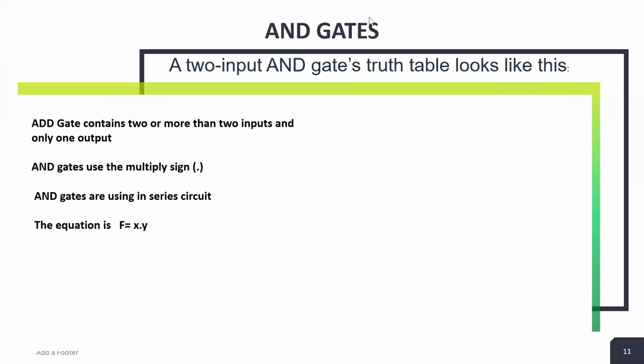Look. F is equal to A dot B. This one is the equation. Clear? So the first time, when the value of A is 0 dot 0, then what will be the output? Obviously, the output will be 0. Clear?